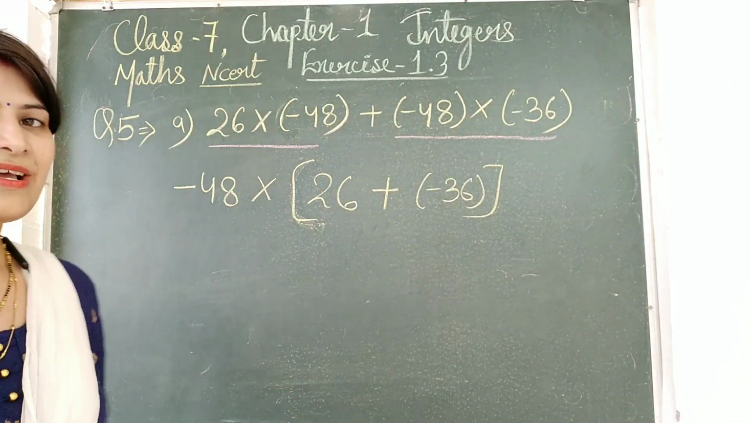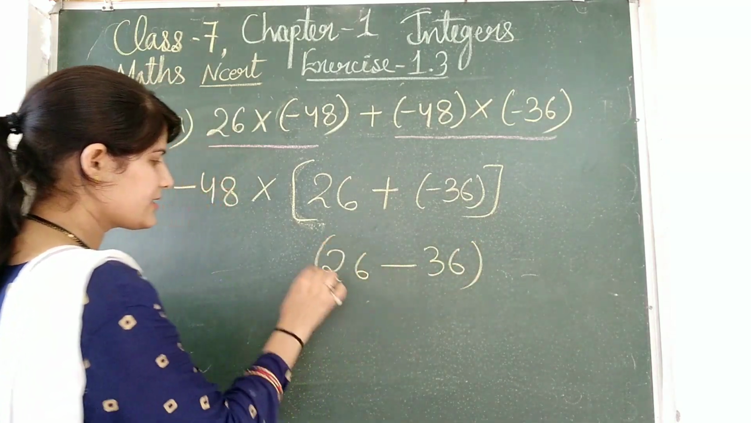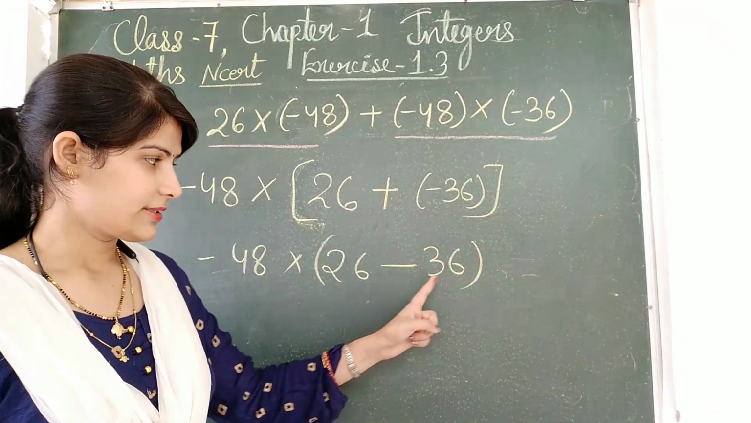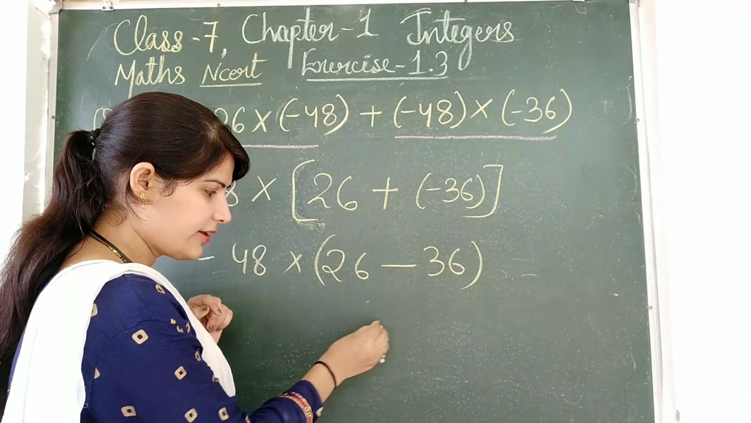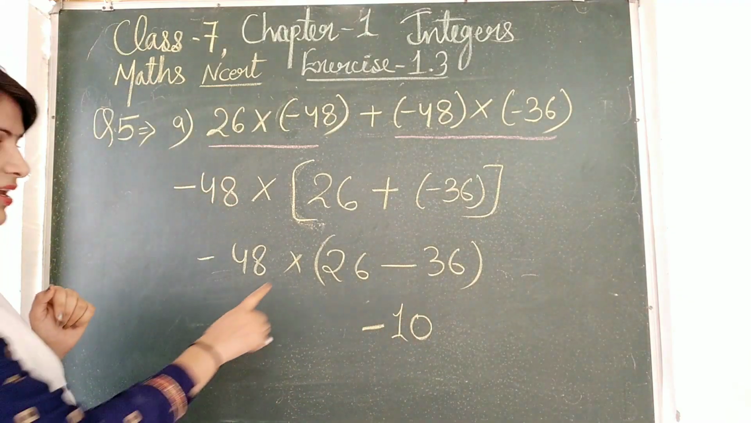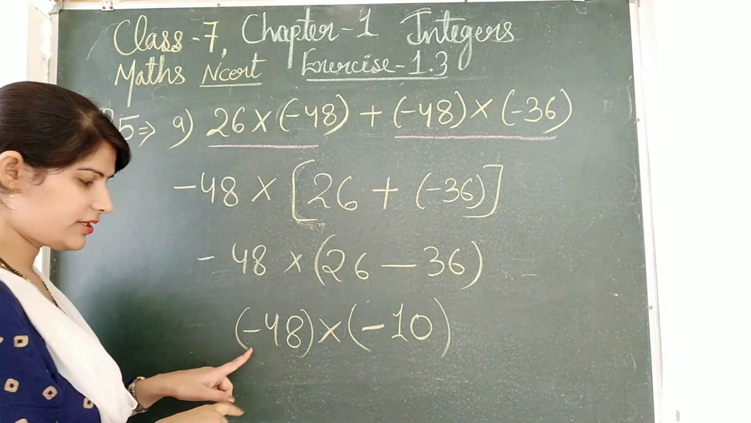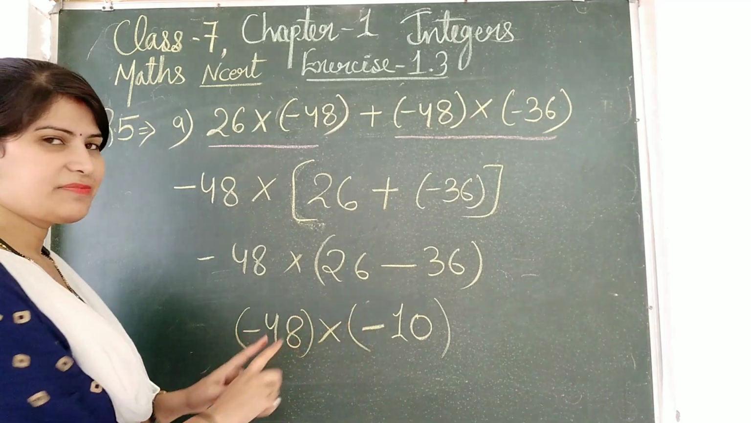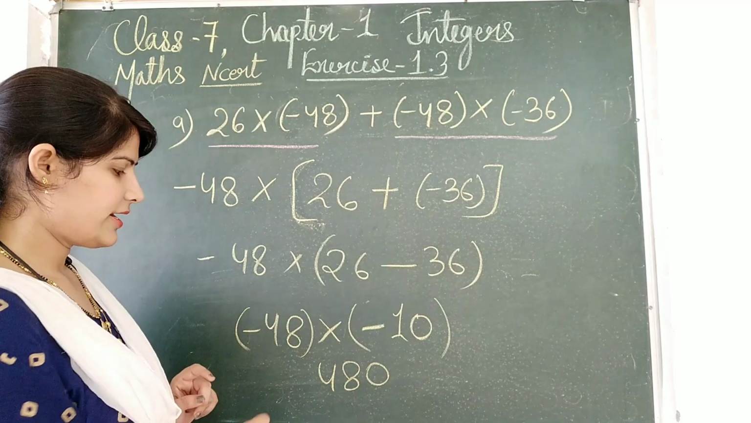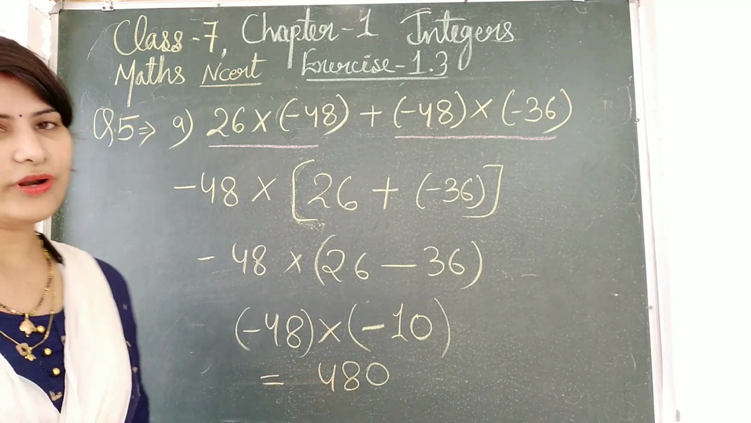Plus into minus is minus. So 26 minus 36, into 48 minus 48. Now solve this. 36 is the greater digit, so the sign will be minus. 36 minus 26, we will get minus 10. Now multiply by minus 48. Here is also minus, here is also minus, minus minus plus, and 48 into 10 is 480. That means the answer of this lengthy equation is very simple, 480.